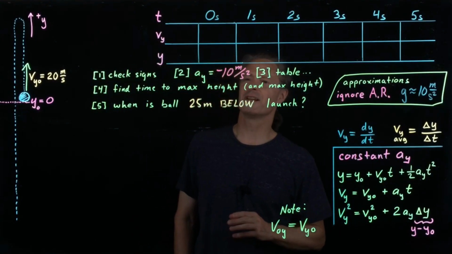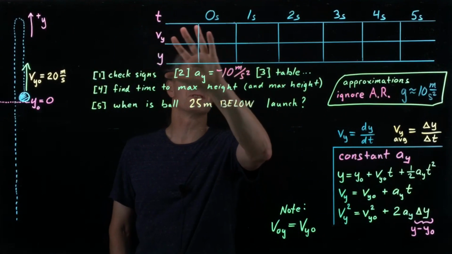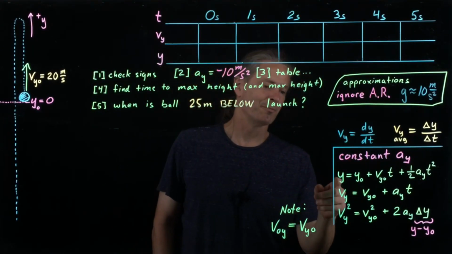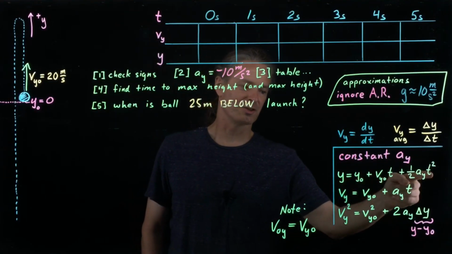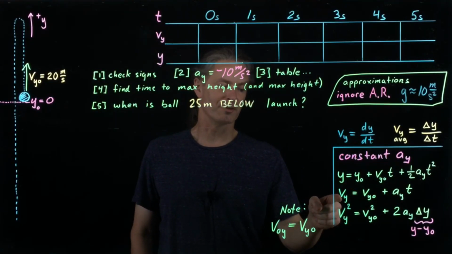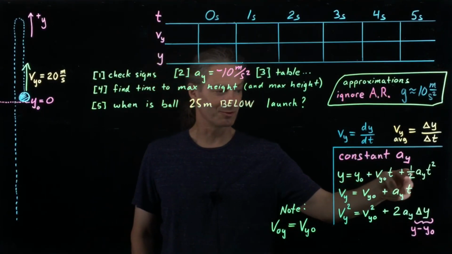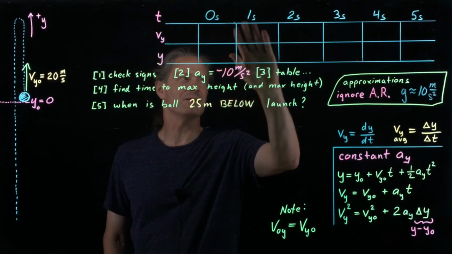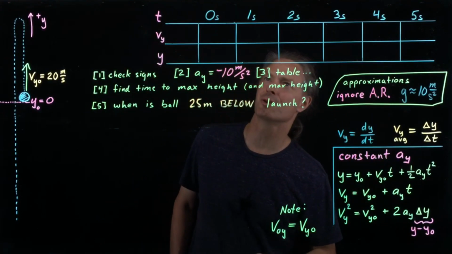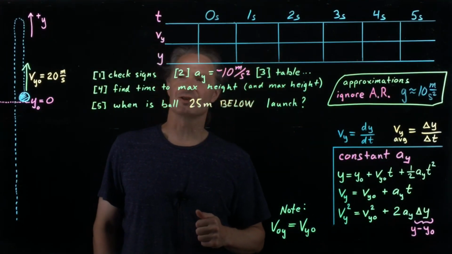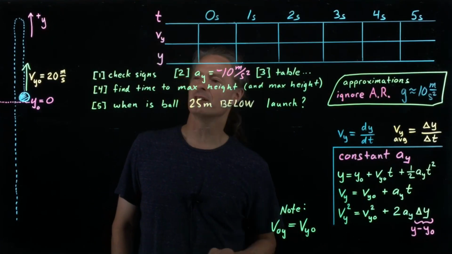All right, so the next thing I'd like us to do is fill out this table. So what we're doing this for is we're going to use our y position as a function of time and y component of the velocity as a function of time, and just fill that out. We're just going to use these equations to fill out this data table for times 0, 1, 2, 3, 4, 5 seconds. All right, so to do that, we need to plug in the information that we know.